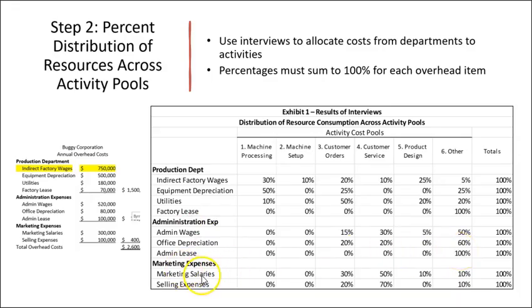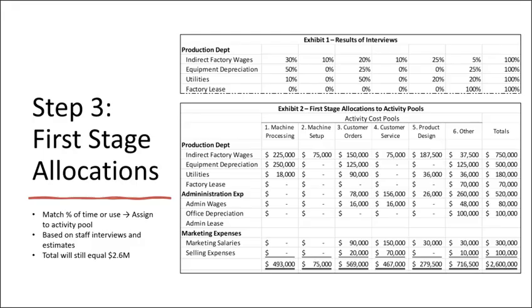Also with marketing salaries, selling expenses, what percent of activity do folks spend on each of these different expenses and times? Percentages must sum up to 100%. And remember, this is the first part of that first stage allocation. All right, this is the foundation of our ABC system.